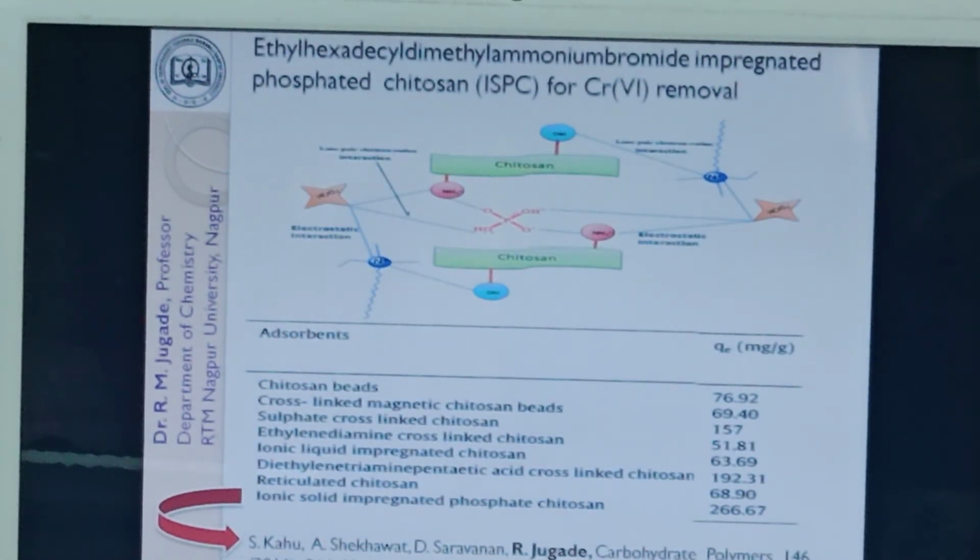Another example of this type of impregnation as well as cross-linking: we have cross-linked the chitosan with phosphate, and then it was impregnated with this particular material, which is an ionic solid, giving ISPC cross-linked chitosan. So what we are getting is a very high adsorption tendency towards chromium.